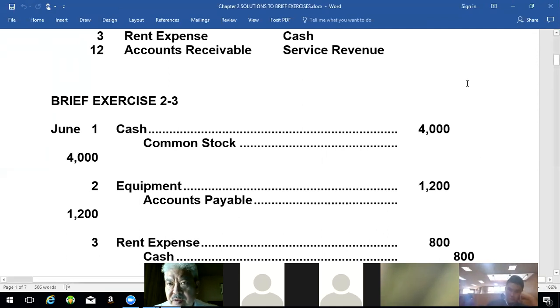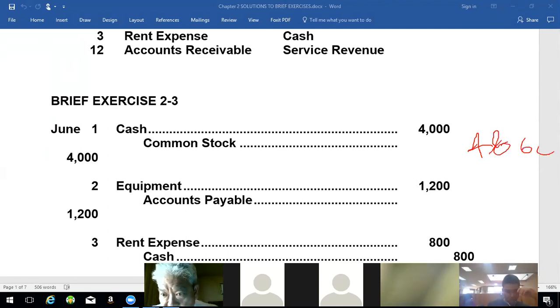you have to make sure that the 4,000 is out here on the right side because debits are on the left and credits are on the right. So debit left, credit right. So the 4,000 should be out towards the margin.